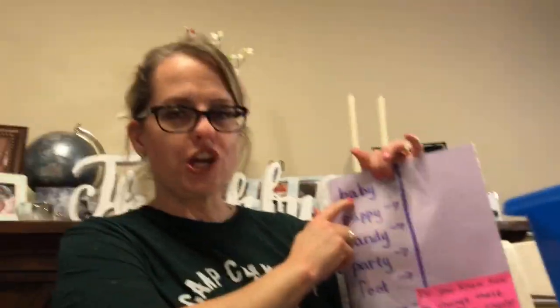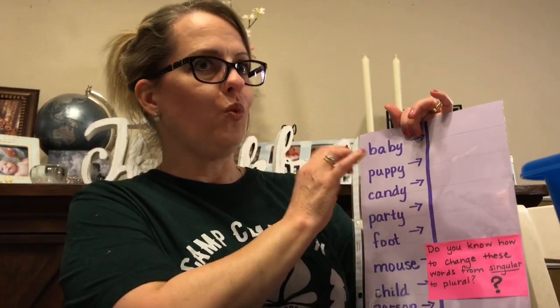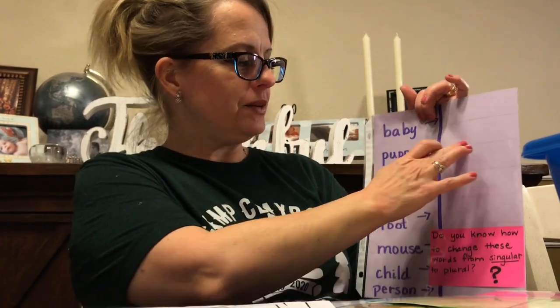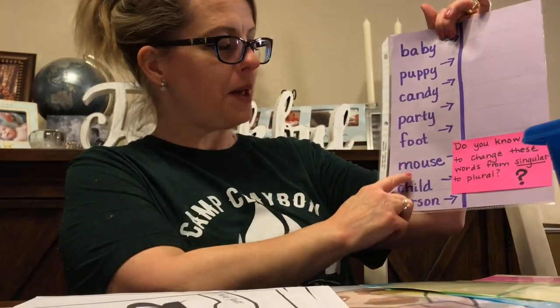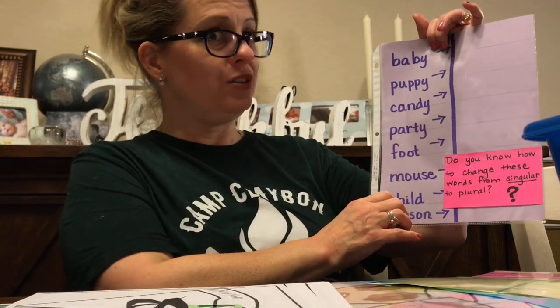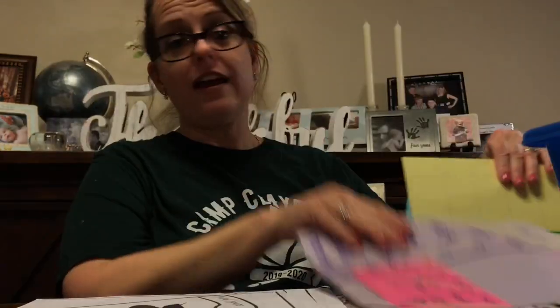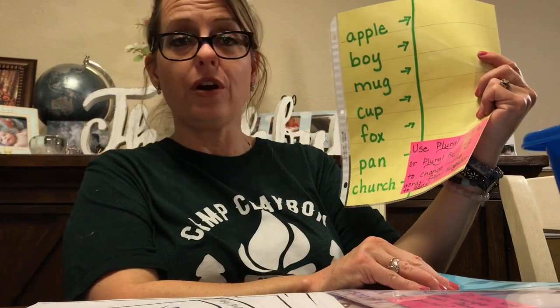Now, if you want an extra challenge, I have a really hard page. How would you change baby to babies? Shh. Don't say. I want to see if you know it. Puppy to puppies. Candy to candies. So we've also got party, foot, mouse, child, and person. I haven't taught you some of these, so it's going to be tricky. But if you already know it, you can do something off of this list. If you're not sure, no worries at all. Pick some words off of this list, or do your own words.